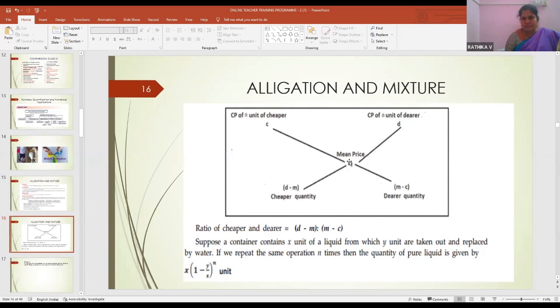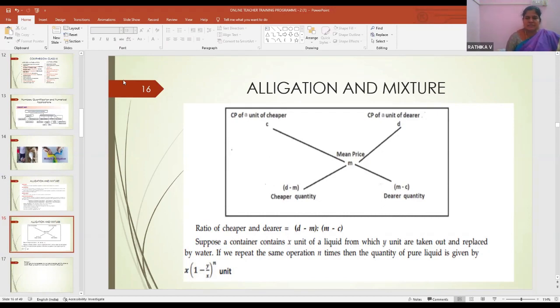Just you have to subtract. The mean price is here. So when you take both, subtract D minus M, and this is M minus C. So the formula: the ratio of cheaper and dearer is equal to D minus M is to M minus C. This is the first formula, and this is the second formula.